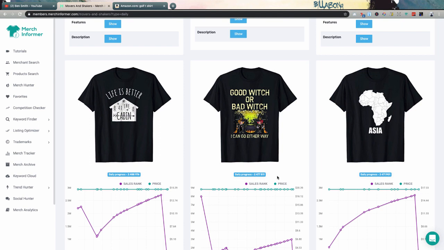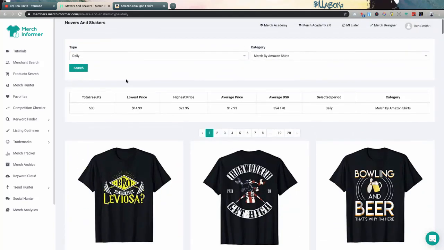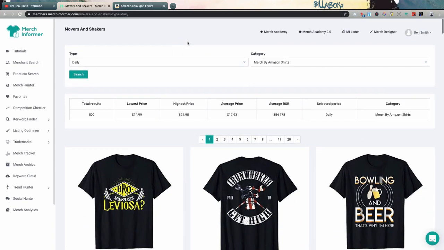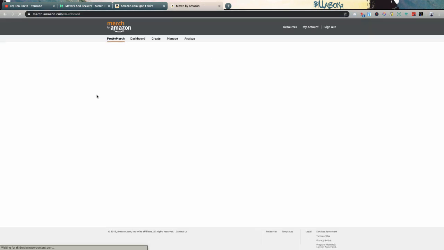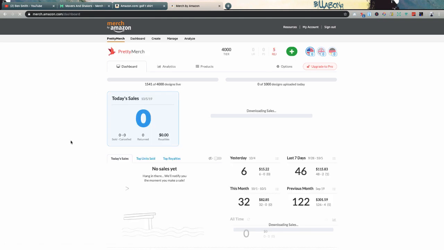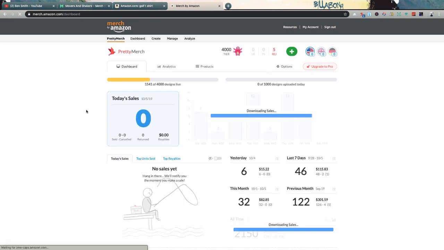Now, the way that I think about this, to be honest, most of my t-shirts are in this evergreen category, and that's because I want to build a long-term, sustainable business with Merch by Amazon. And I'm also in the higher tier point. I'm in, let's see, tier 4,000, I think. So we'll just hop in, I'll show you guys. So yeah, right now I'm at tier 4,000.